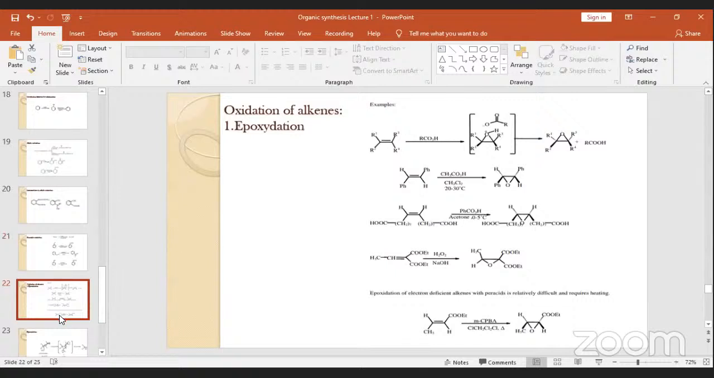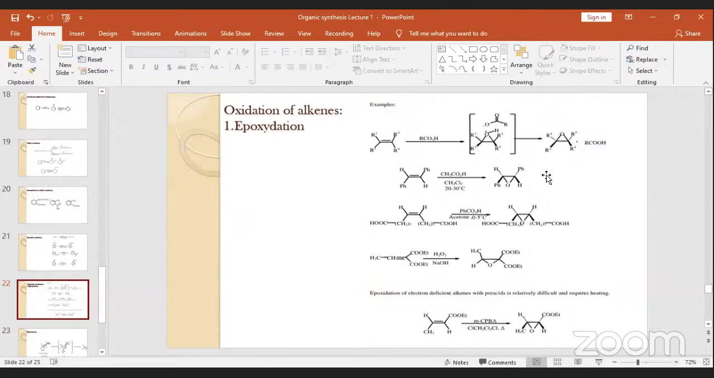Oxidation of alkenes, and some more examples with examples I am showing you here. Epoxidation. See, epoxidation of alkenes is oxidation. And here, how are they epoxidized? Treatment of alkene with a peracid will give you this complex, which will finally give you epoxides.